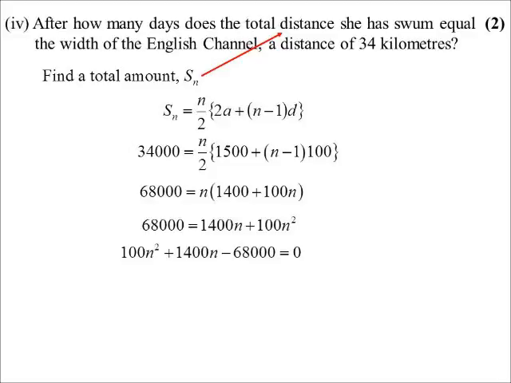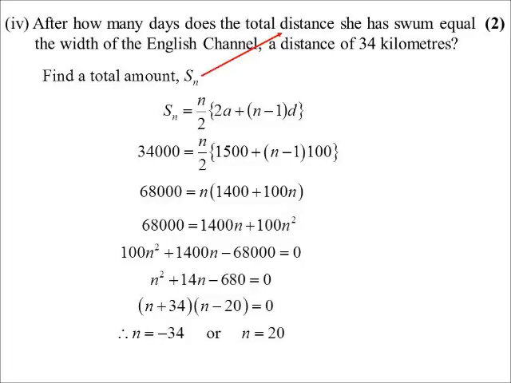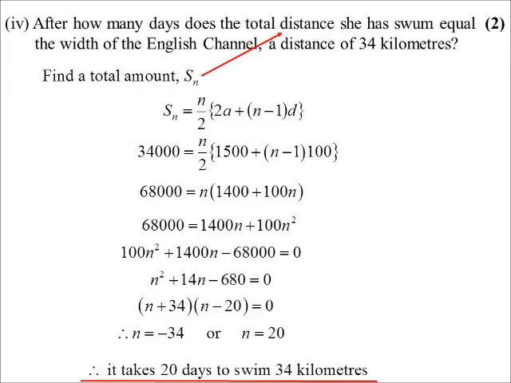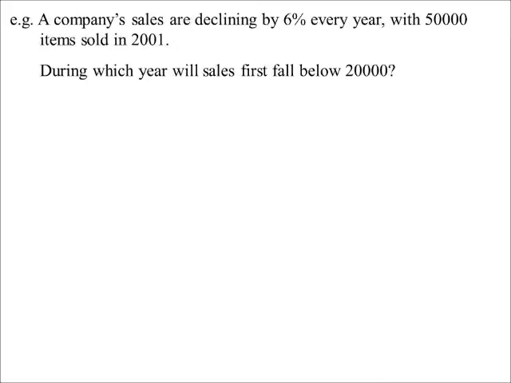Let's tidy it up. Everything divides by 100. That'll make life a bit easier. Okay, multiplies together to give negative 680, adds together to give 14. If you're going to swim the width of the English Channel under these conditions, which answer are you going to take? Not negative 34, of course, because you can't say, hey, I did that 34 days ago. All right, so it takes 20 days to swim.